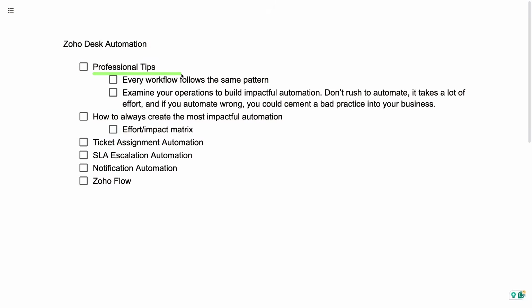So some pro tips before we jump in and I actually show you tactically how to go about automation, because I think this is helpful to know up front. Number one, every workflow follows the same pattern. And the pattern of every workflow is threefold. You've got the trigger, you've got the condition, which is optional, then you have the action. So you'll notice as we create each of these automations, no matter where you go to create an automation, it's going to follow those three components, that same workflow.